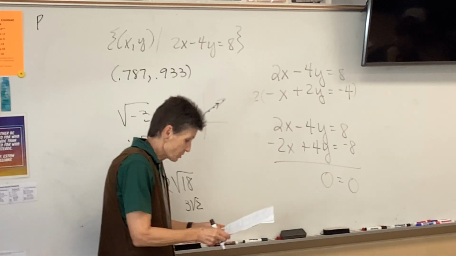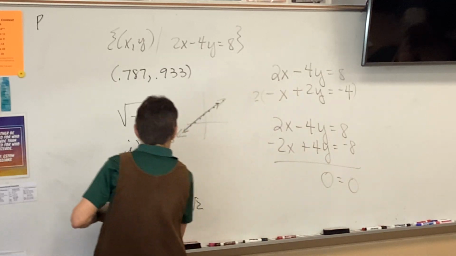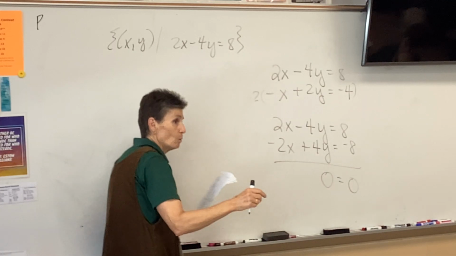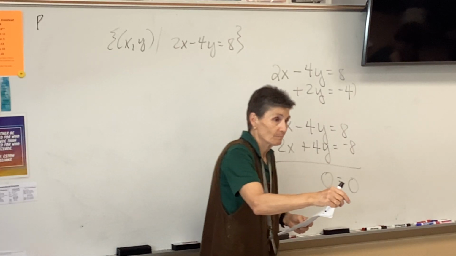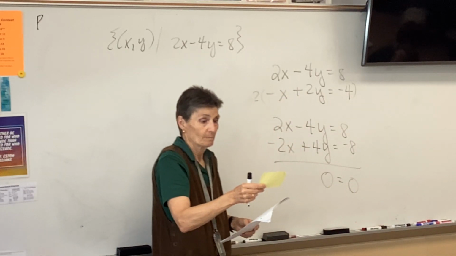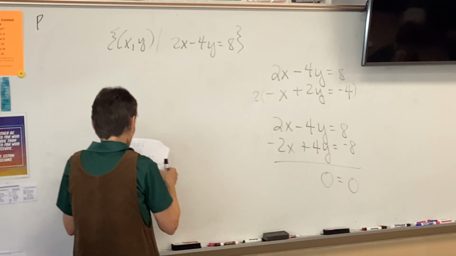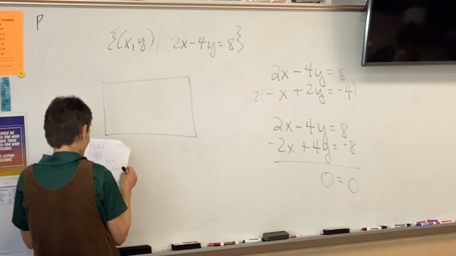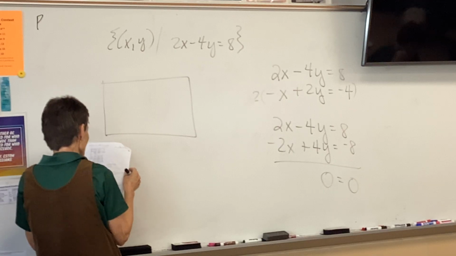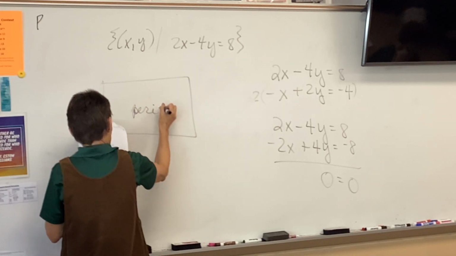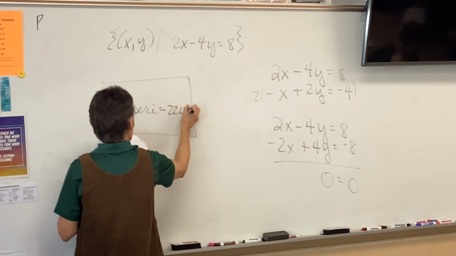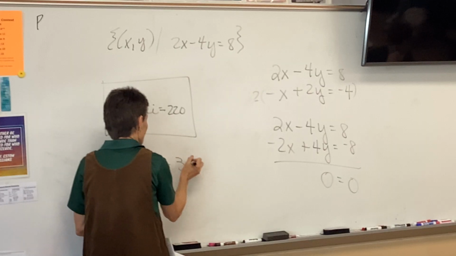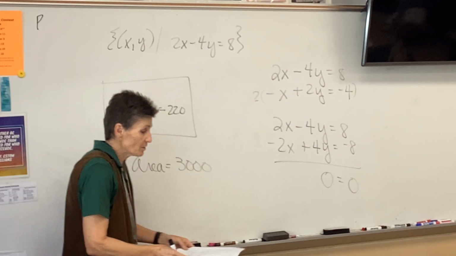Number 5, solve algebraically. So again, that means no calculator. All right, so we got a cornfield, it's rectangular, and it has a perimeter of 220 and an area of 3,000. All right, so what did you do first, Parker?